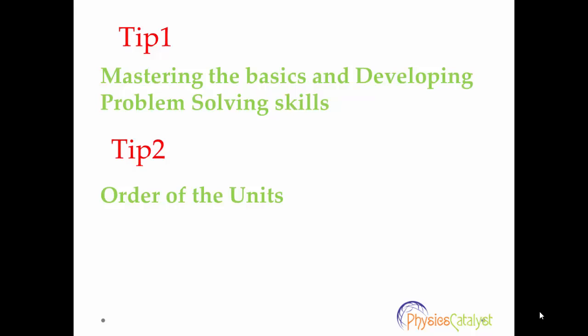JEE paper consists of questions from various units. Some units are easier to solve while some are tougher to attempt. I would take example of physics here. Students should try the following order for mastering the physics units. The first one should be thermodynamics. It is quite simple to master this topic. JEE paper always has a few questions from it, so it is easy to score here.